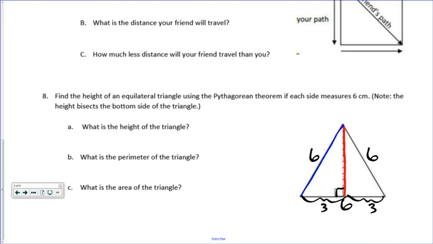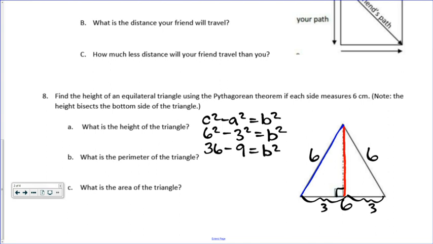All right, so now I can use the Pythagorean theorem to solve that. Since I know the hypotenuse, I'm going to use c squared minus a squared equals b squared. c squared is 6 squared minus 3 squared equals b squared. 6 squared is 36. 3 squared is 9.